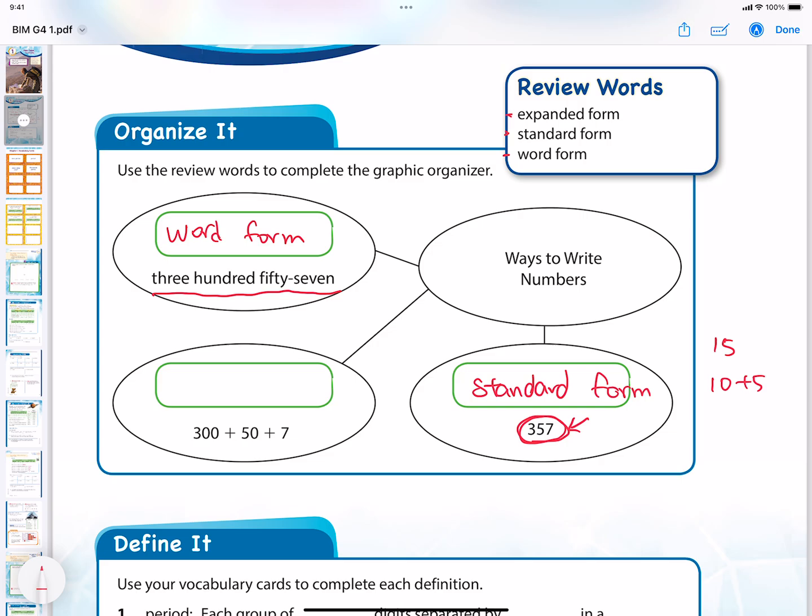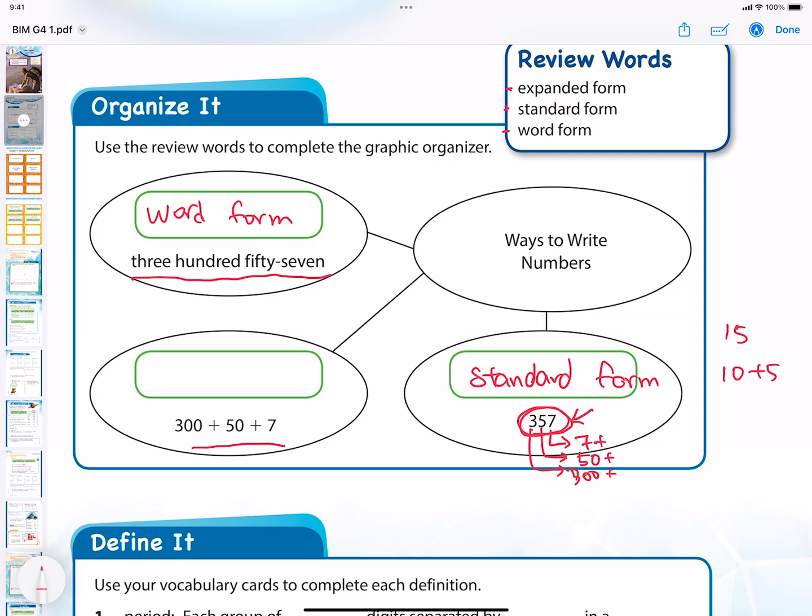If you expand this 357 into the place values, the value of this 7 is 7, and the value of this 5 is not only 5 but 50, and the place value of this 3 is what? 300. So when you expand these digits, one at a time, we call it expanded form.